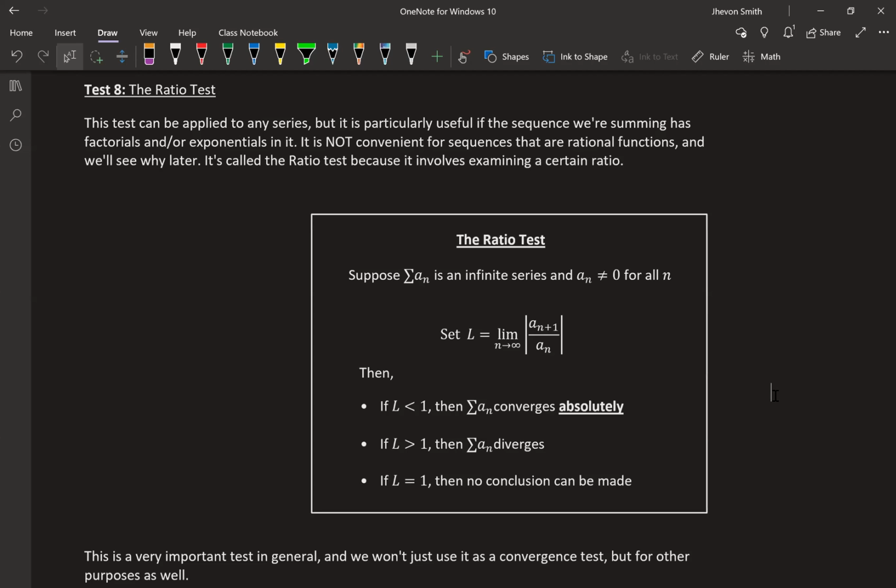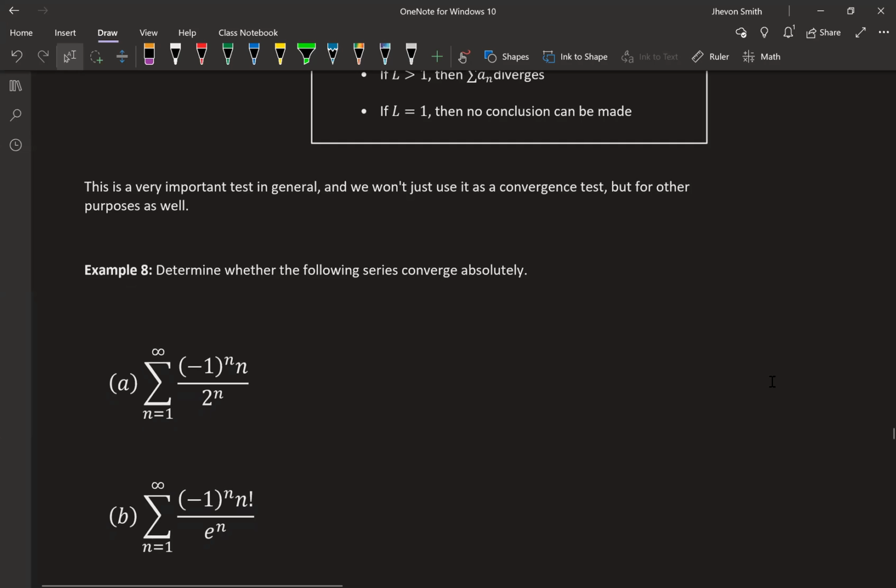It's worth pointing out that if your a_n is a rational function, like a ratio of 2 polynomials, your limit will always be 1. Once you take the ratio of the (n plus 1)th term and the nth term, they're going to be the same degree polynomial with the same leading coefficient. So you're always going to get the limit approaching 1, and it's not going to give you any conclusion whatsoever. So don't do this when it's a rational function. But other than that, it's a very important test.